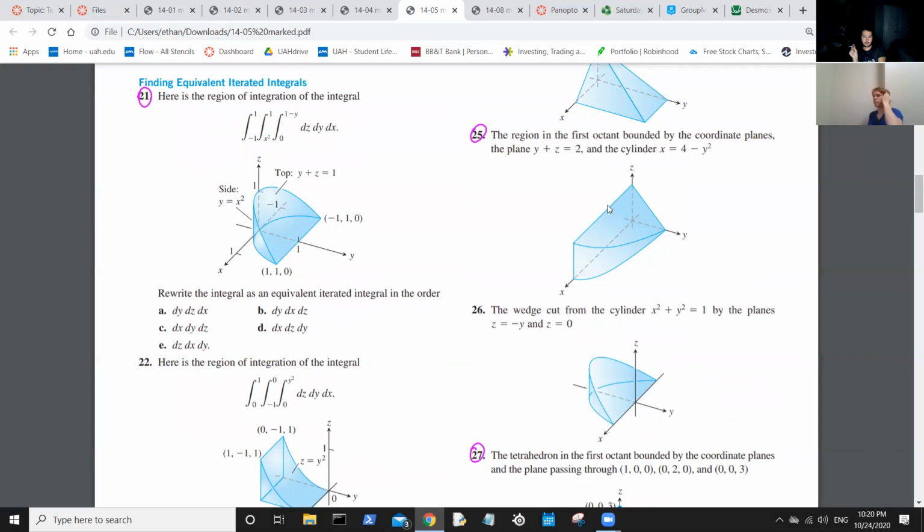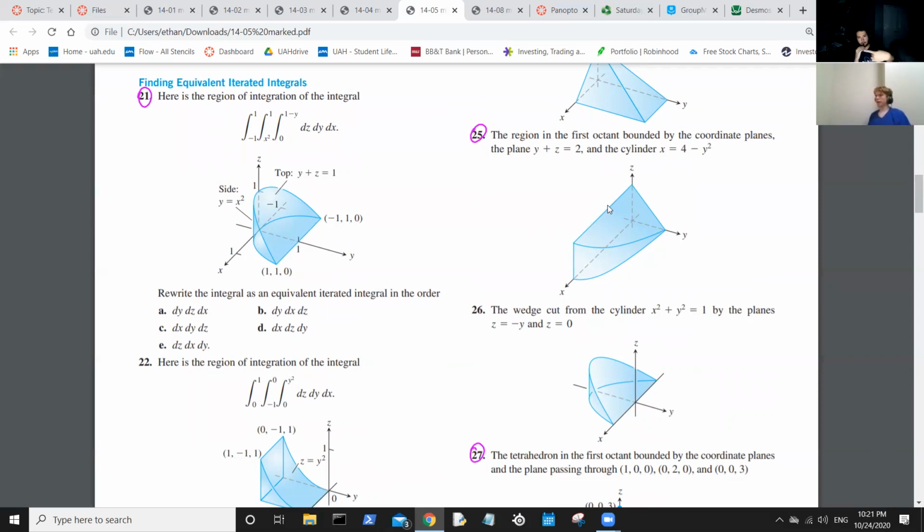So should we do dz dy dx here then? Or should we do dz dx dy? Yeah, because then the next one, dx, means you can just plug in 4 minus y squared, and then just find your lower bound, which also happens to be.